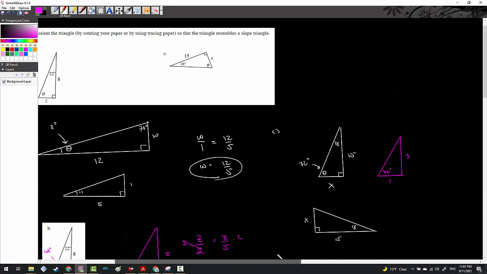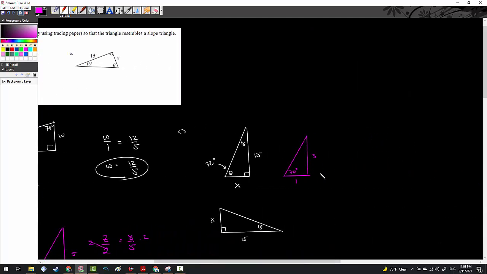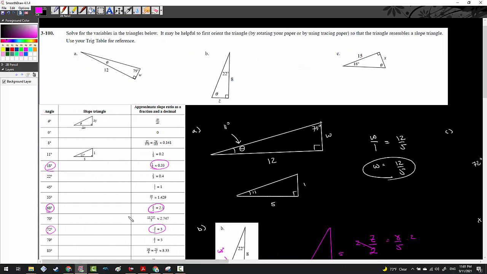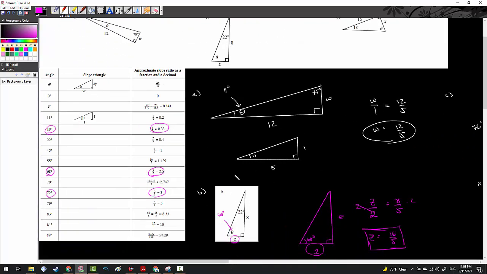Yep, 3 over 1. So then again, it goes back to that whole notion of similar triangles. So I'm going to say X over 1, left to right, is equal to 15 over 3. In other words, X will equal 5. So this is just to kind of get our feet wet a little bit, back into that whole idea of similar triangles and using slope, angles, and ratios. Again, this works because all of the triangles are similar via angle, at least in the beginning.